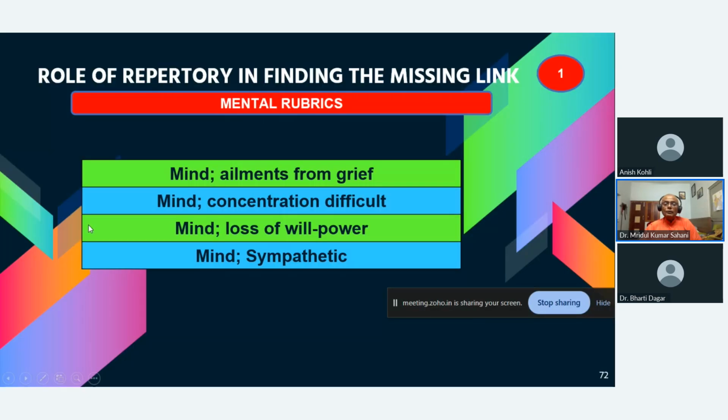Next are the mental rubrics. We have to go into the mind element: grief, concentration difficult, loss of willpower, sympathetic. When you go to the mind rubrics, we have to look at the emotional state, the intellectual state, and the will. So emotions, intellect, and will constitute the entire mental rubrics. All these three areas have to be searched during case taking.